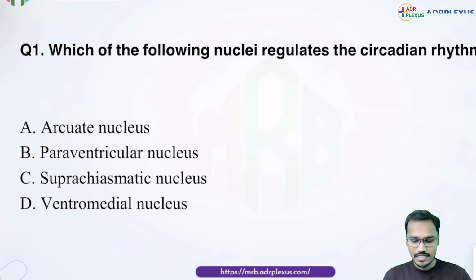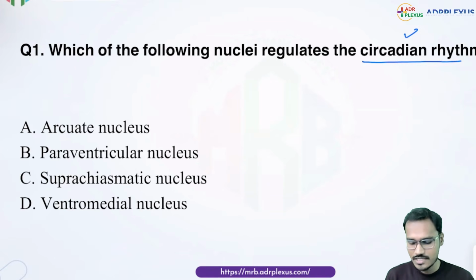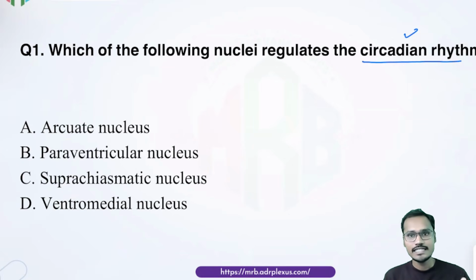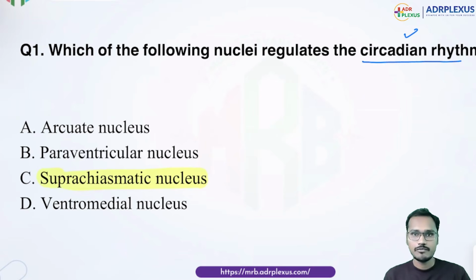First question: which of the following nuclei regulates circadian rhythm? This is one of the simplest questions, a straightforward question. There is one nucleus which regulates the circadian rhythm, that is the suprachiasmatic nucleus. So the correct answer is suprachiasmatic nucleus. This is direct from the workbook.